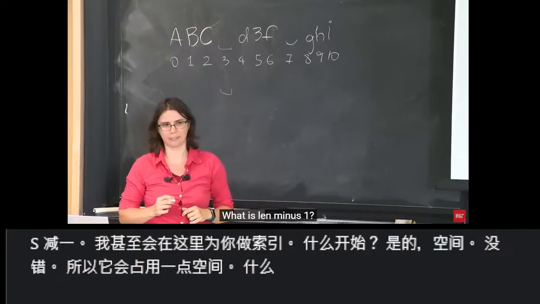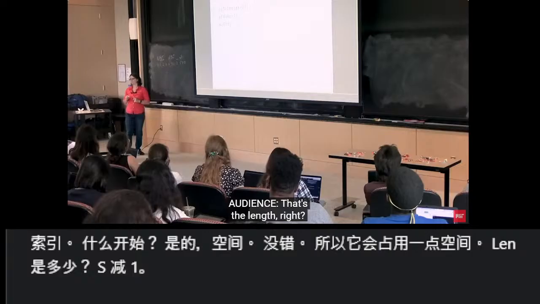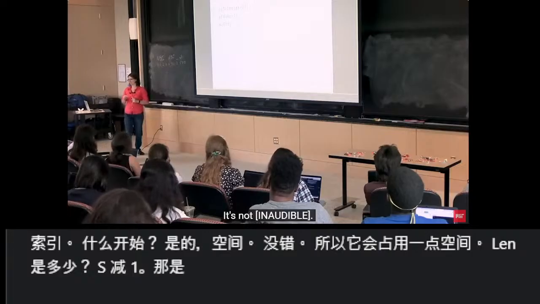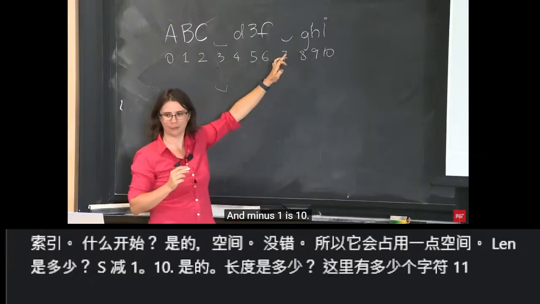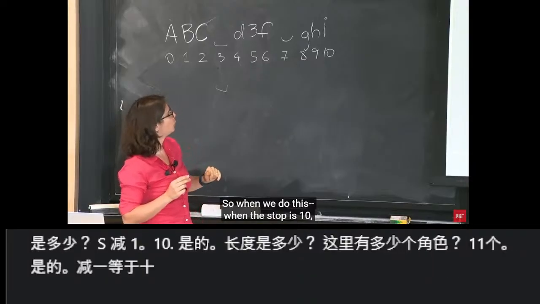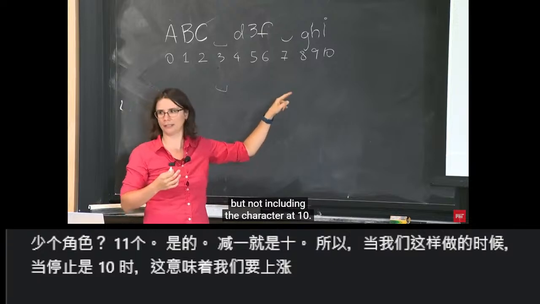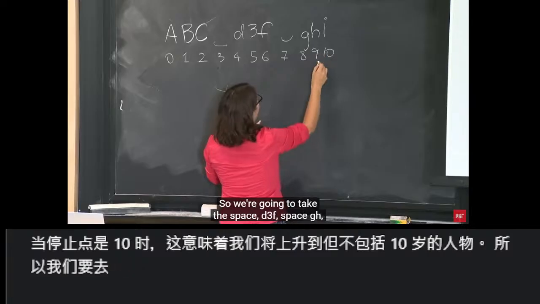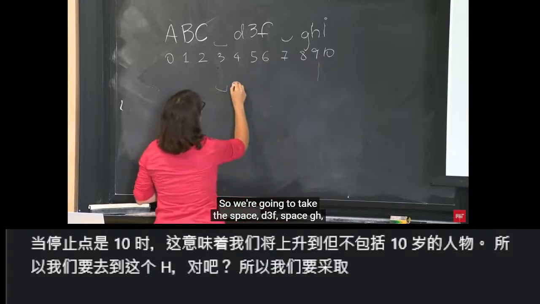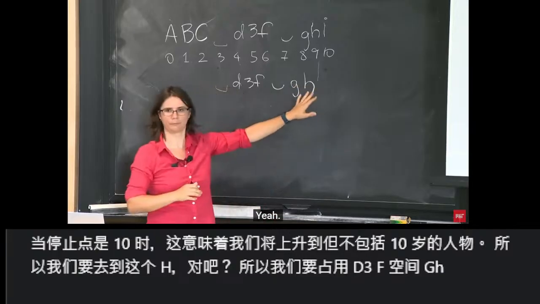What is len(S) minus 1? Yeah, what's the length? How many characters are in here? 11, yep. And minus 1 is 10. So when the stop is 10, that means we're going to go up to, but not including, the character at 10. So we're going to go up to this H, right? So we're going to take the space, D3F, space, G, H, and we stop.